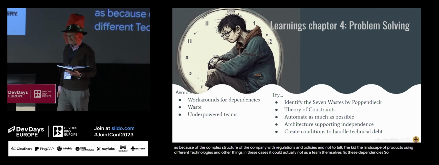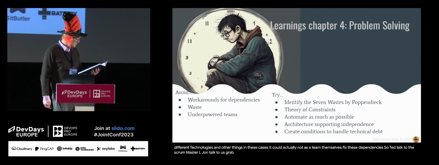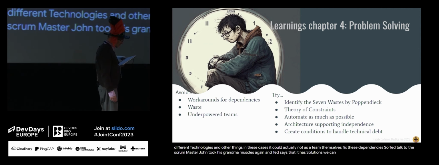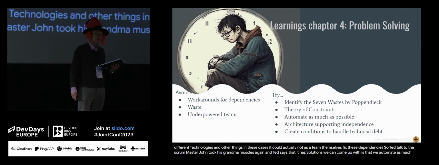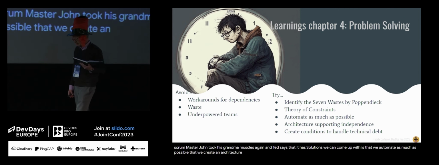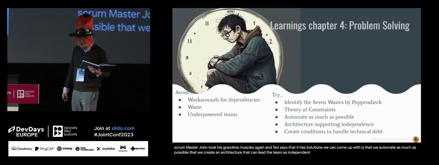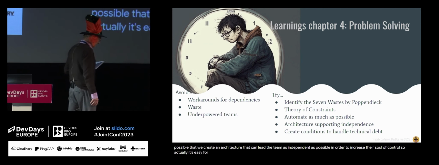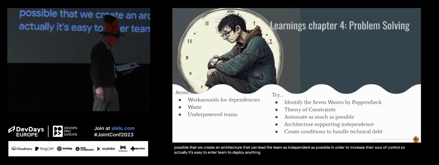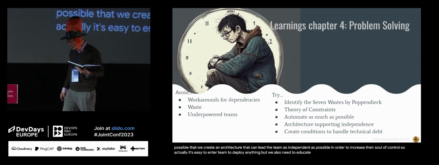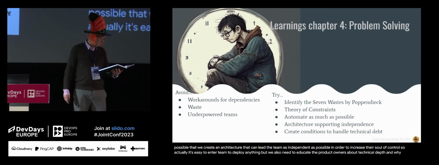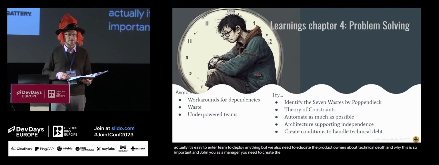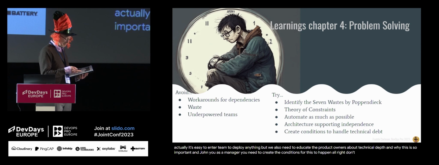So John talked to the Scrum Masters again, and they said that, well, the best solution we can come up with is that we automate as much as possible, that we create an architecture that can make the team as independent as possible in order to increase their zone of control. So actually, it's easy for any team to deploy anything. But we also need to educate the product owners about technical debt and why this is so important. And John, you as a manager, you need to create the conditions for this to happen. All right, John said, let's go with that.